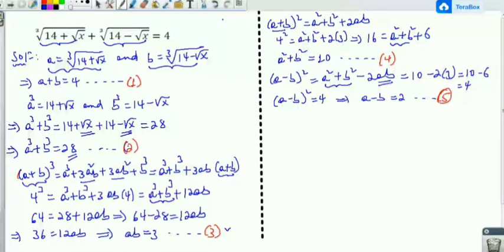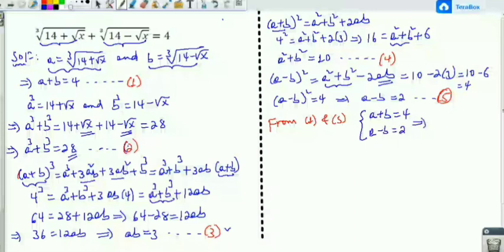From equation number 1 and equation number 5, we can get a simultaneous equation of two variables. From equation number 1, we have a plus b is 4. From number 5, a minus b is 2. Solving this simultaneous equation will give us a equals 3. You can directly add them. So a is 3, but a is cube root of 14 plus root x, which is 3.